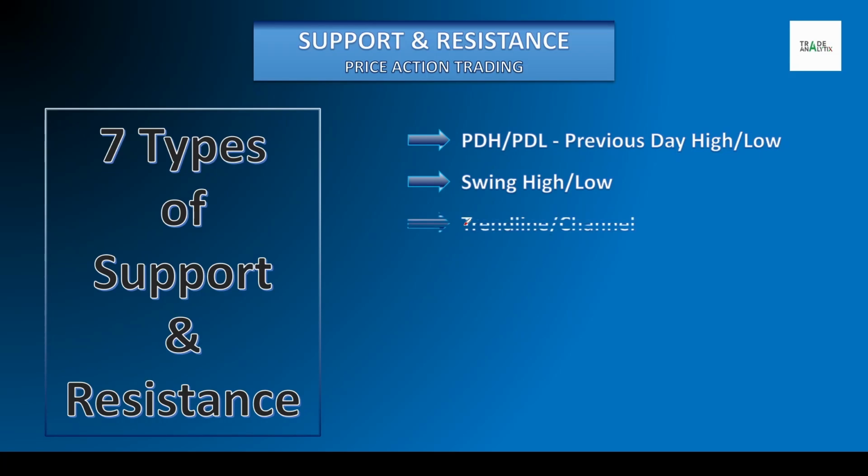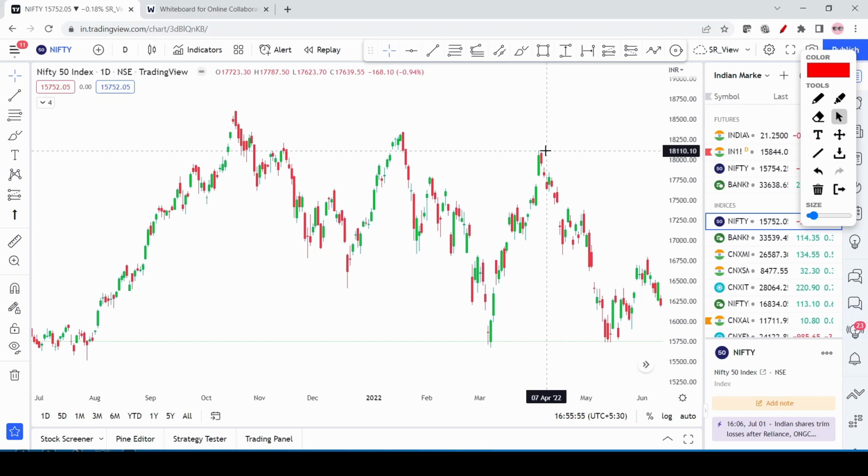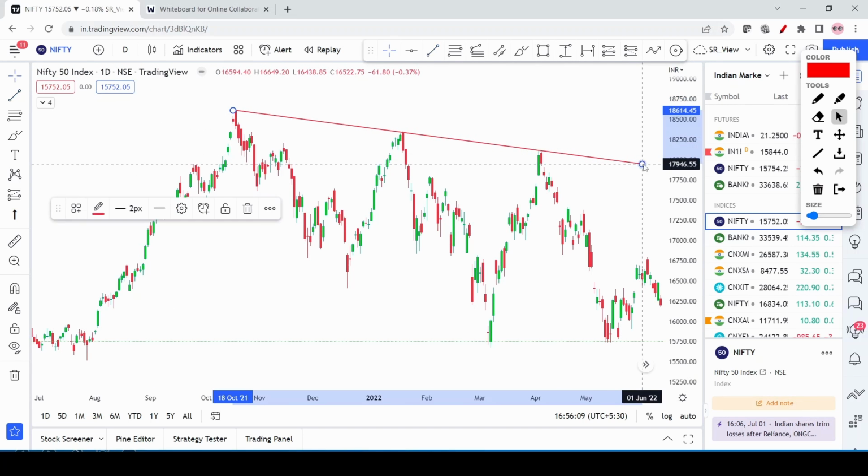Now let's look at the third type of support and resistance, which is the trend line or channel. Trend lines and channels are the most popular and widely used support and resistance techniques. Most of the people are aware of this. The example I will show is the Nifty daily chart, where we have this trend line and we know how well it was respecting these levels, right? So here this trend line was working beautifully and it was reversing from exactly that point.